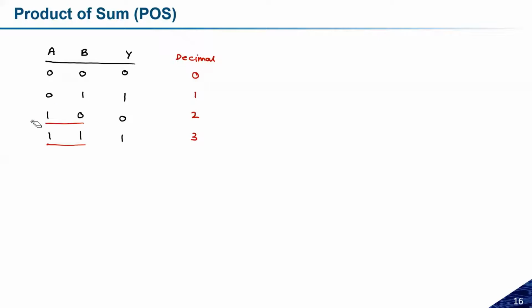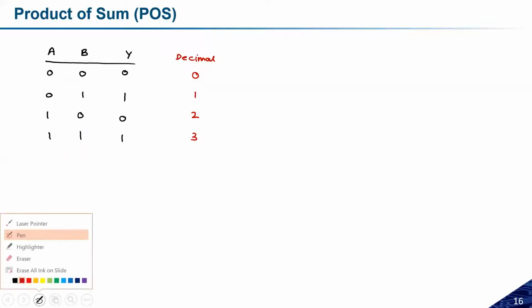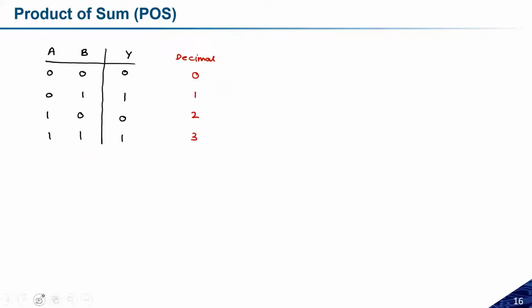Let me write a few things, like what the max term is. The 0 0 combination represents A plus B. The 0 1 combination represents A plus B bar. 1 0 represents A bar plus B, and 1 1 represents A bar plus B bar. So this is the first thing.